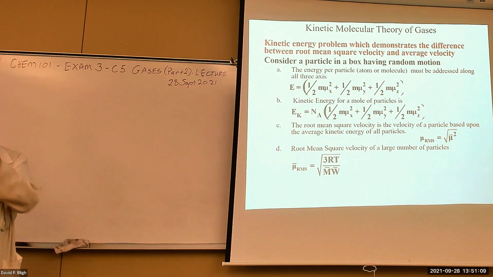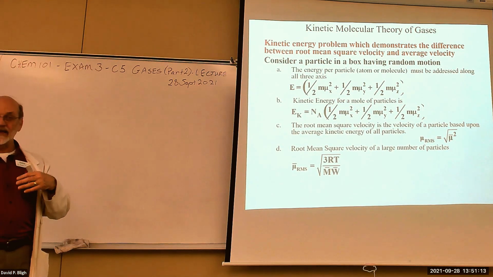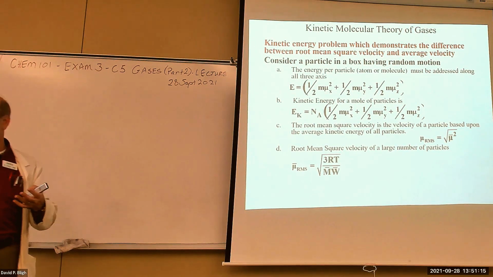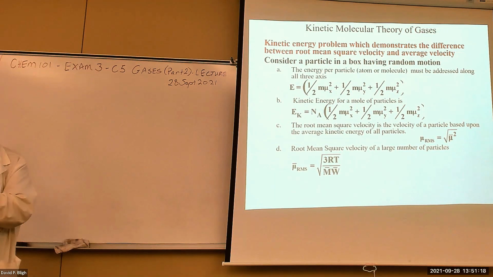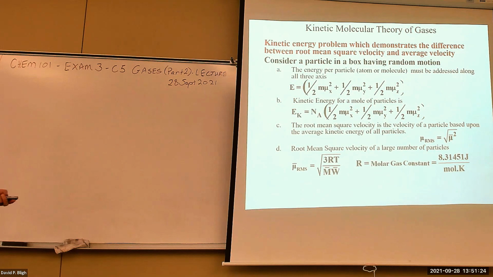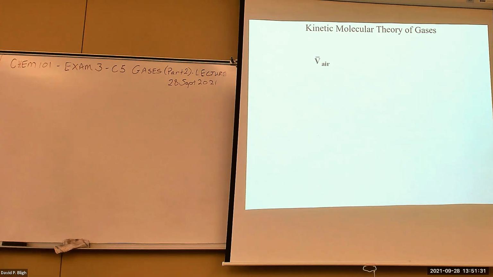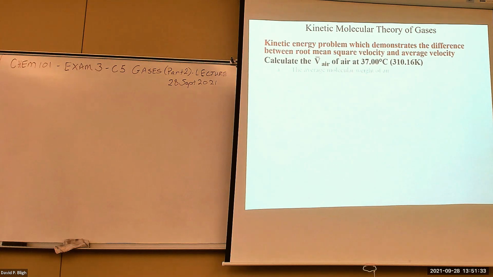So if you have a mix of helium and neon at the same temperature, then the helium is going to be moving a lot faster than the neon. Okay, that's what that means. But we don't stop there because we can use, of course, this R has to be the one with energy, so it's a different value. We can use that information to calculate the average speed of the molecules of air.